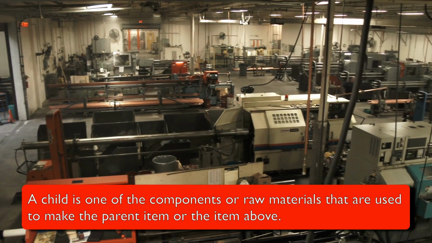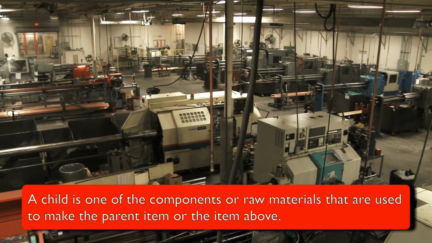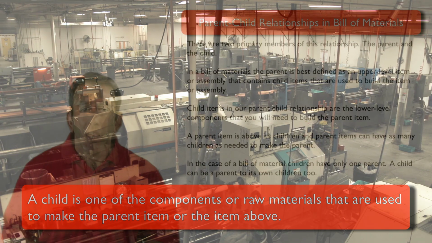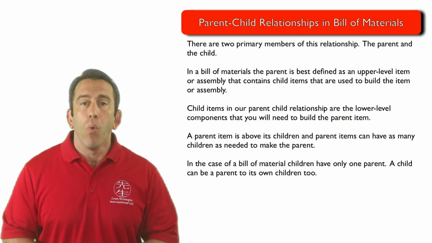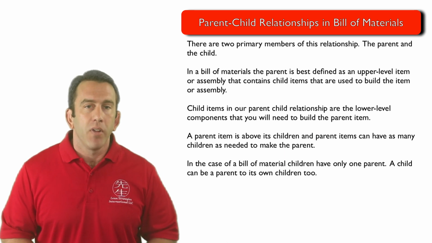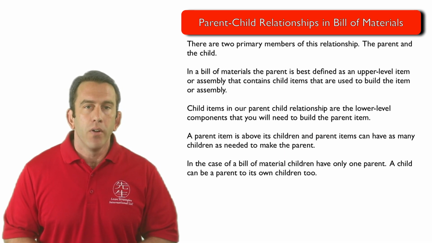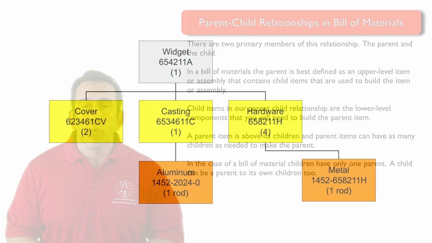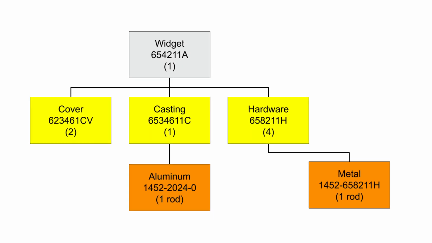A child is one of the components or raw materials that are used to make the parent item or the item above. In the case of a bill of materials, children have only one parent. On the flip side, a child can be a parent to its own children too, and they can have as many as they need to. This results in what is known as a multi-level bill of materials.